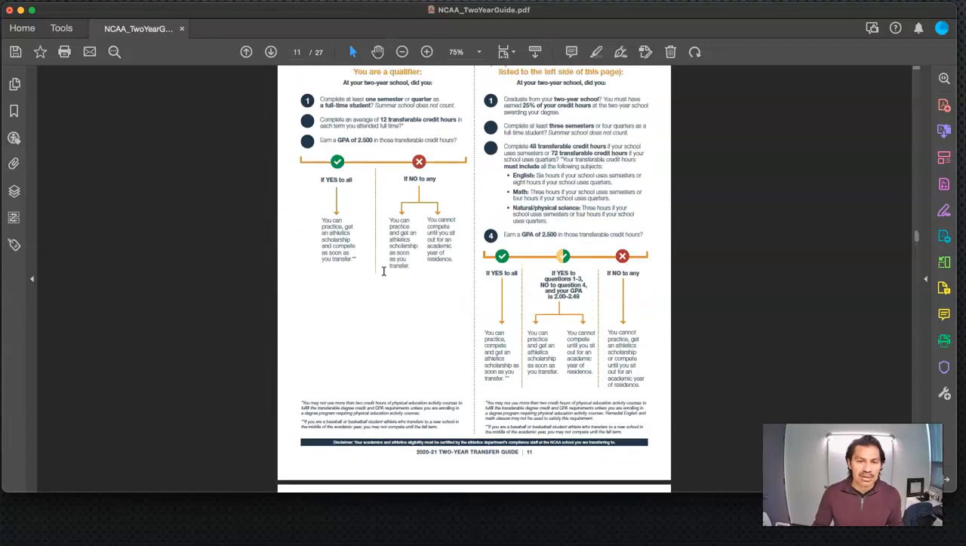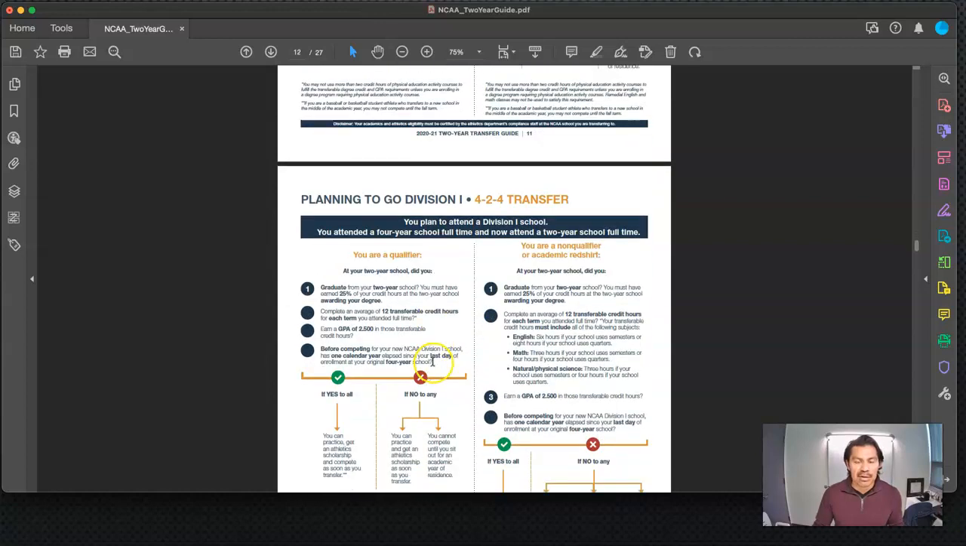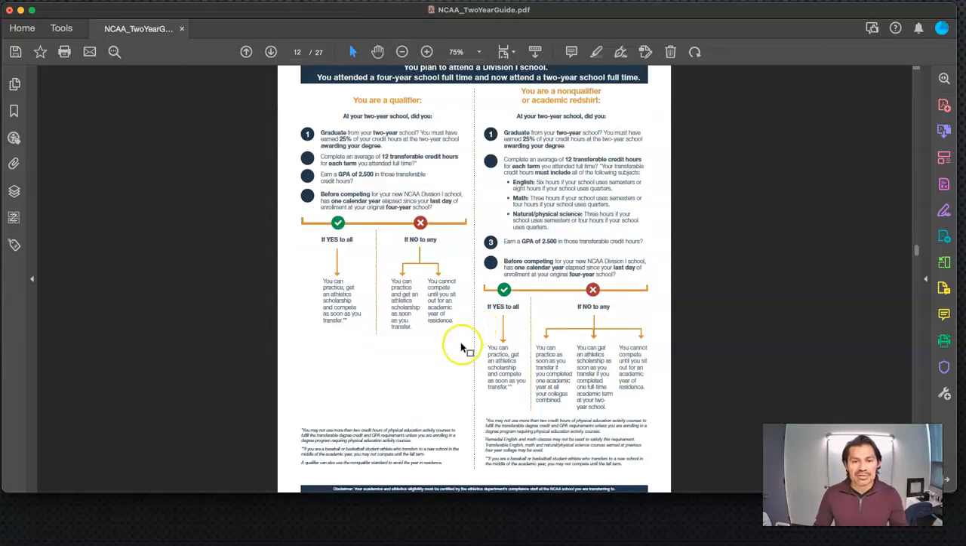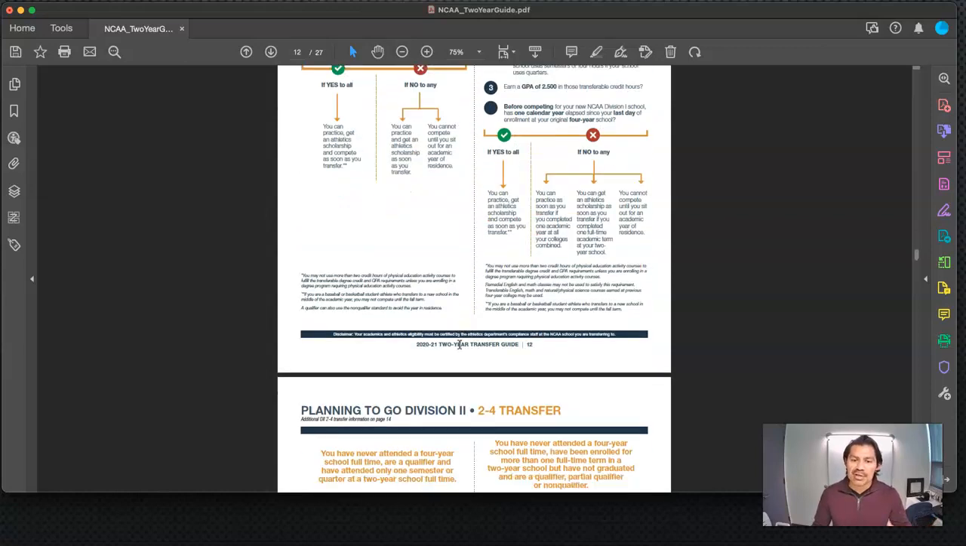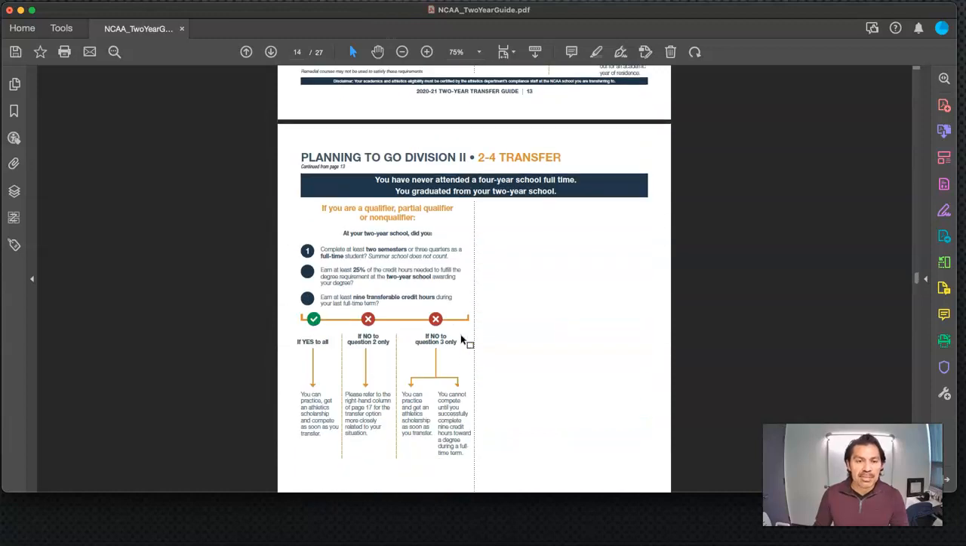And so that's someone going from a 2-year school to a 4-year. The next scenario is someone going from a 4-year school, then going back to a 2-year, like a junior college, and then going back to a 4-year. All these scenarios are laid out here for you, depending on what scenario you're in. It lays it out and gives you a general overview of what to expect.